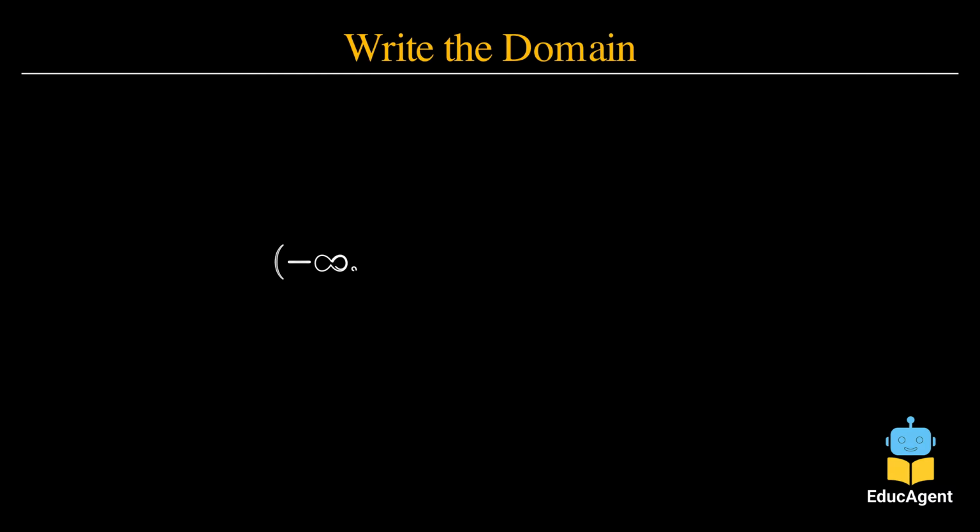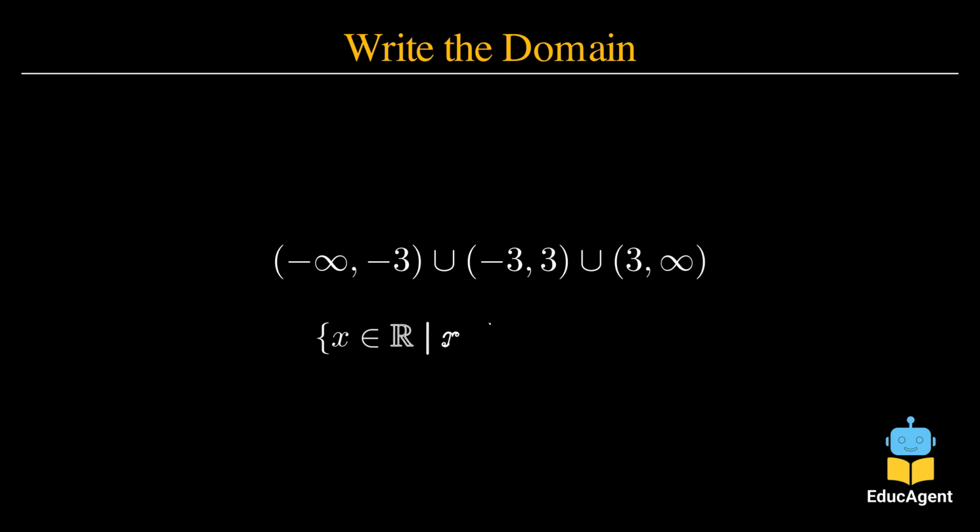In interval notation, the domain is all real numbers split around the excluded values negative 3 and 3. And in set builder notation, all real x except x not equal to negative 3 and x not equal to 3.